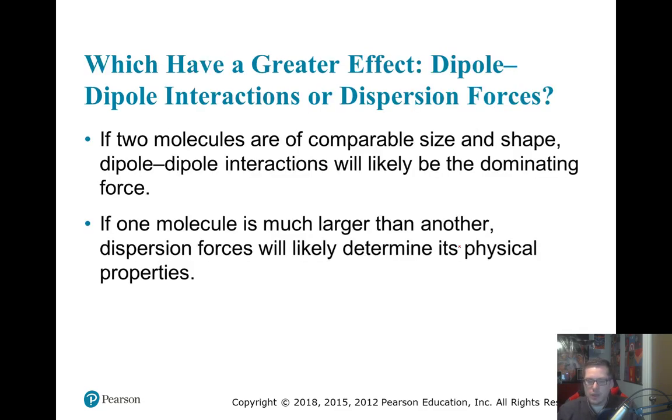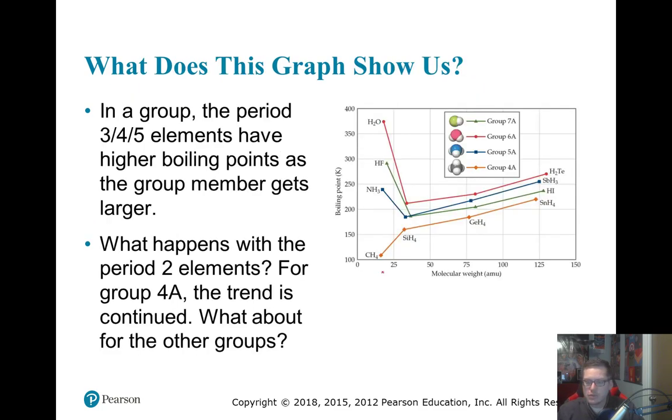However, if one molecule is much larger than another, like a factor of 5 or 10, then the dispersion forces will likely determine its physical properties. So if you compare acetonitrile to something like dodecane, which is a 12-carbon chain, the dodecane would most likely have a higher boiling point than acetonitrile, even though it's not polar, because it has a much bigger dispersion force.